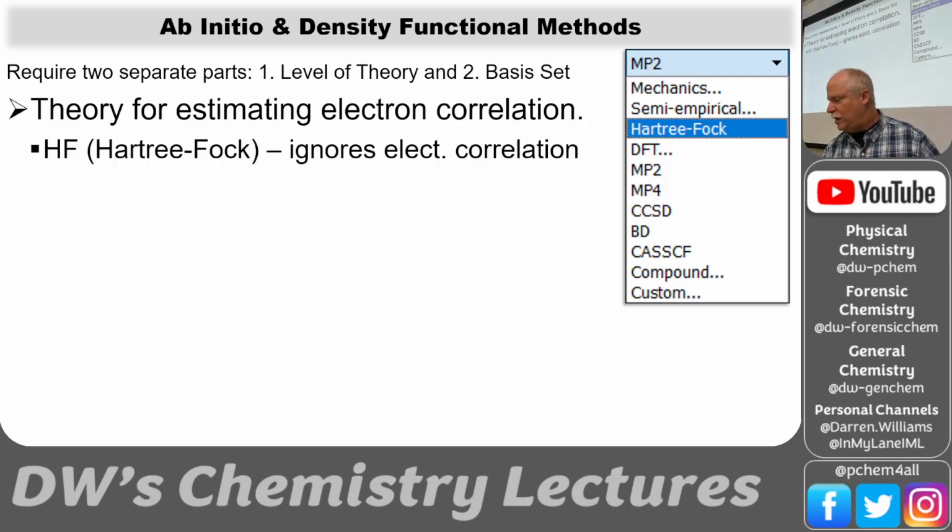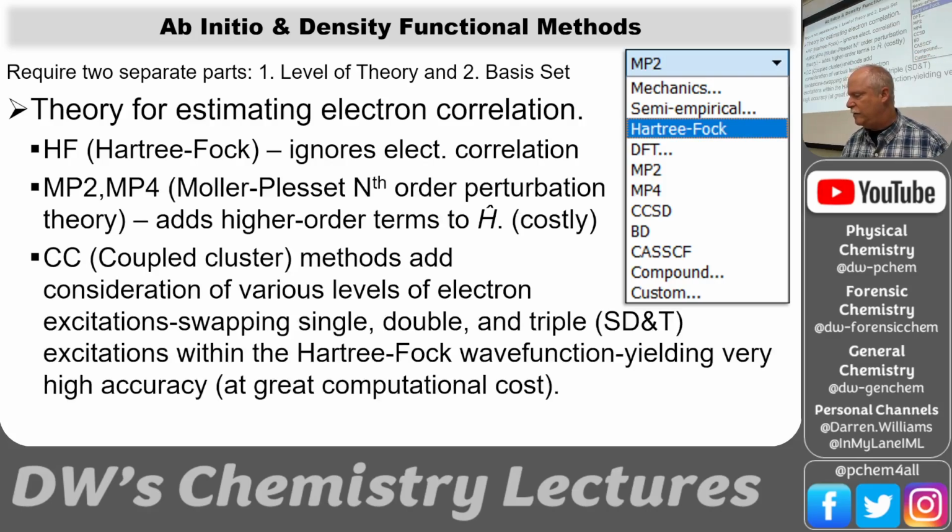So the theory part estimates the electron correlation, and one way to estimate it is just to set it to 0, just to ignore it. And so Hartree-Fock theory, 2 names put together, Hartree-Fock, ignores electron correlation altogether. And these others, perturbation theory or coupled cluster methods, just have other ways to estimate that electron correlation. But the main one is Hartree-Fock, where it just ignores the electron correlation.